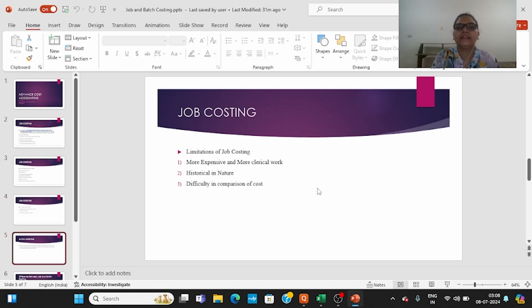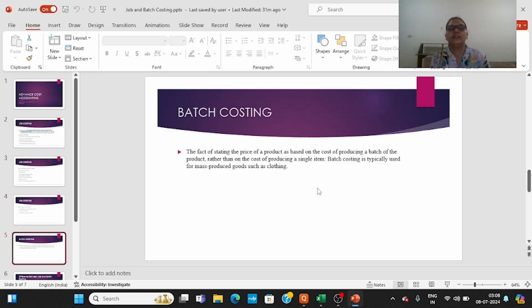Now, next is batch costing. The practice of stating the price of a product based on the cost of producing a batch of the product, rather than on the cost of producing a single item, is known as batch costing. Batch costing is typically used when mass production is involved. For example, in a pharmaceutical company, all the medicines are produced in batches.